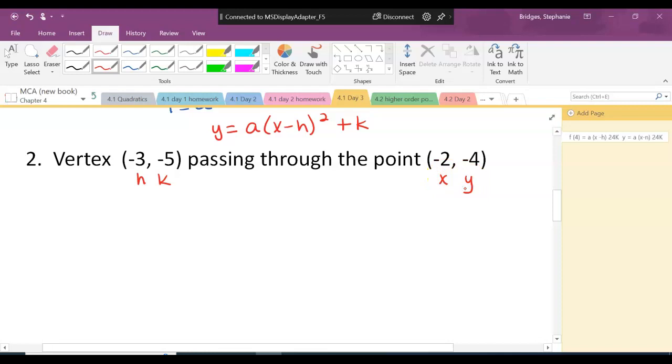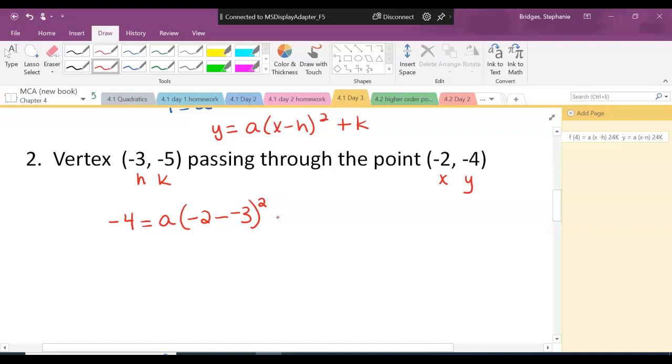So again, we're going to just start plugging everything in. And if I were you, I would put the letters H and K under my vertex and the letters X and Y under my point so that I don't get confused on what I'm actually plugging in. So we start with Y, which we have labeled as -4, equals. We don't know A, that's what we're trying to find out. Then we have our X, which is -2, minus our H value, which is a -3.